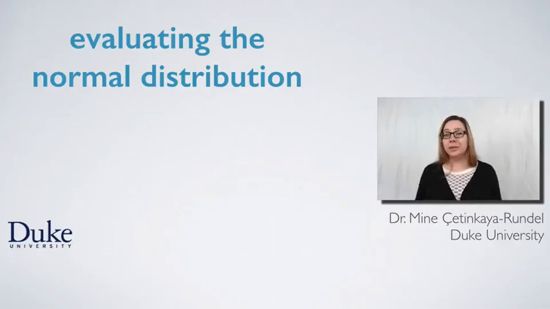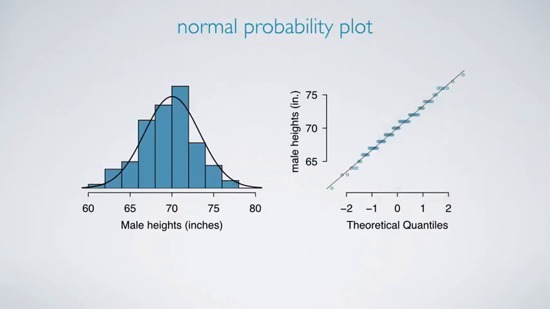Now, let's talk a little bit about how to evaluate whether a distribution is nearly normal or not. Here we have a histogram and what we call a normal probability plot of a sample of 100 male heights. So let's focus on the normal probability plot and talk about what we are really looking for here and how it can help us evaluate whether a distribution is normal or not.